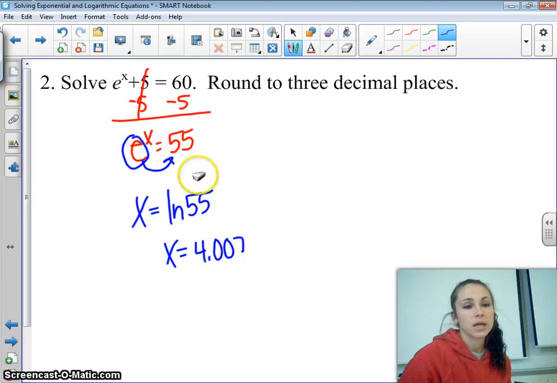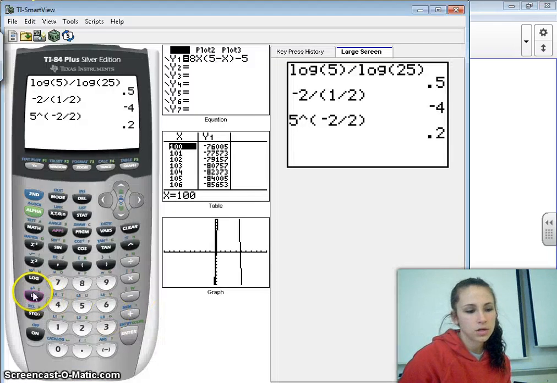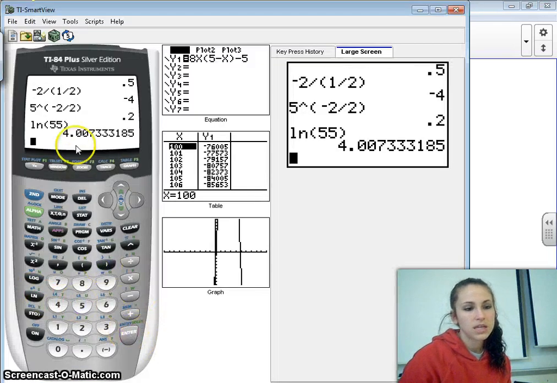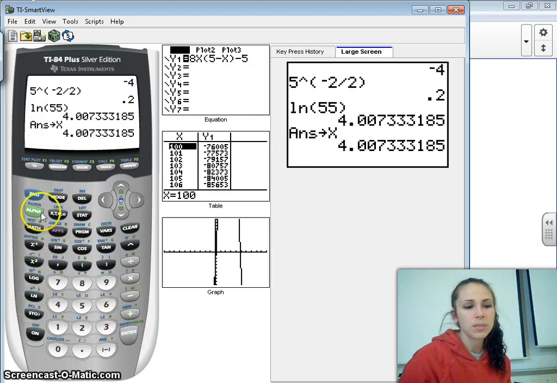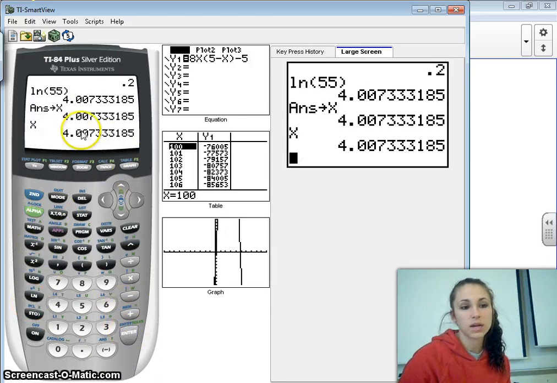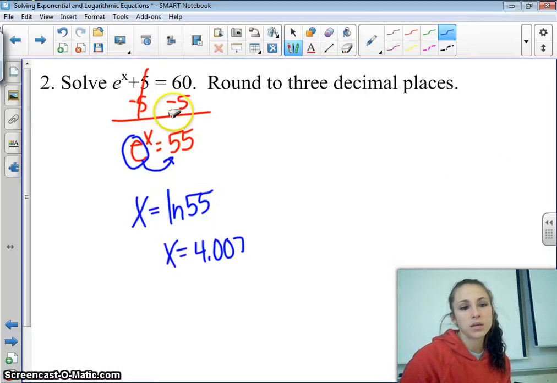Now, if you have one like this, that's not a pretty number for your answer. So for example, I got ln of 55 right here. So ln 55, it's this entire decimal. Now, if you wanted to get the exact correct answer, what you could do is take this value right here and store that. So hit this little STO button right here, store for x. And so anytime I hit x, the calculator automatically thinks it's that 4-point blah blah blah mess.